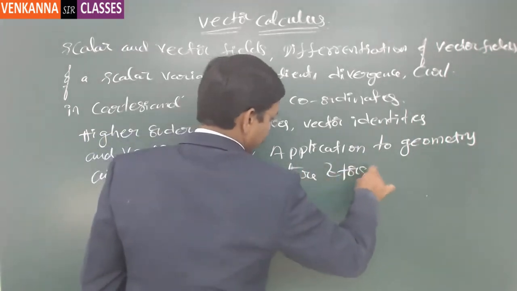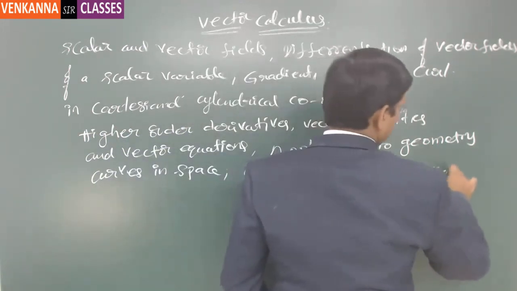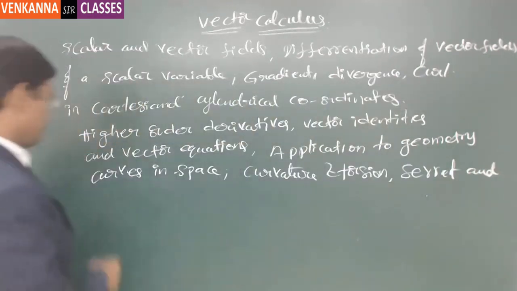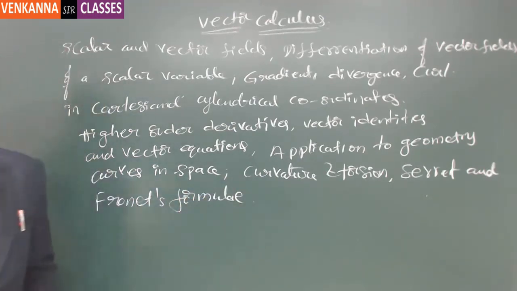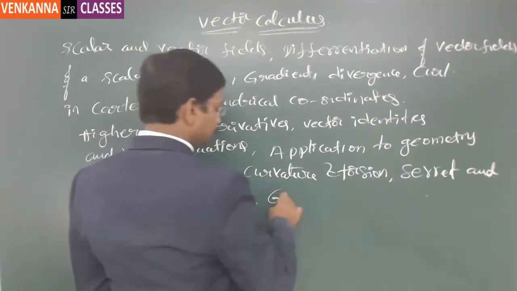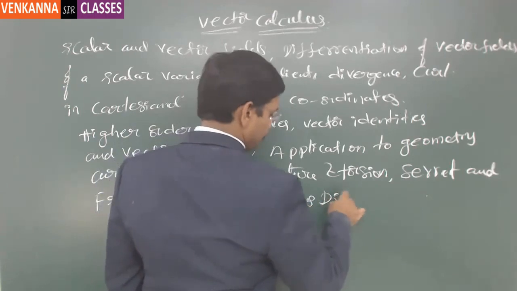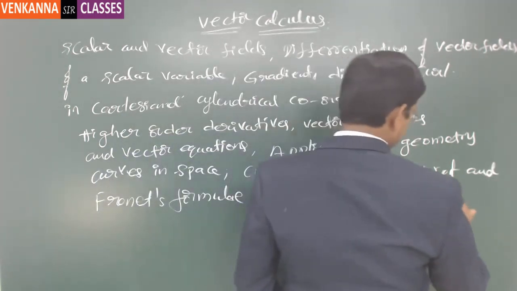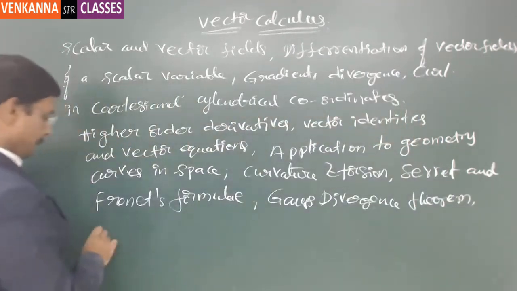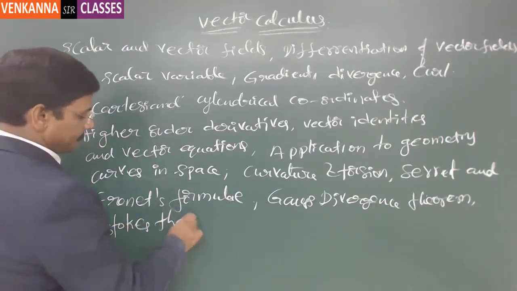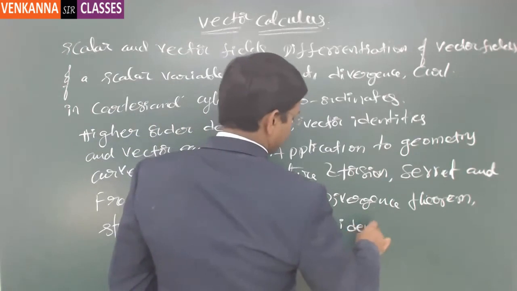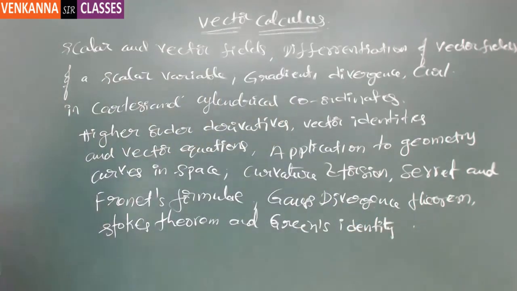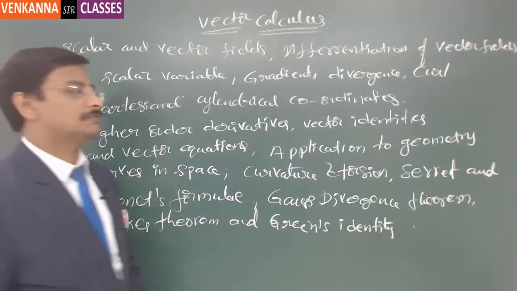Gauss and Stokes and Green's identity. Gauss divergence theorem, Stokes theorem, and Green's identity. This is the part of the syllabus, right? So in this syllabus, whatever we have discussed, right?